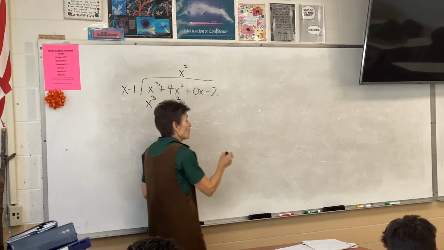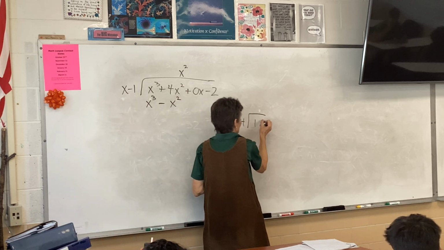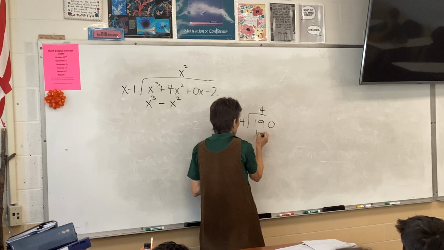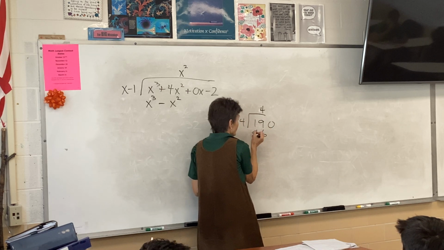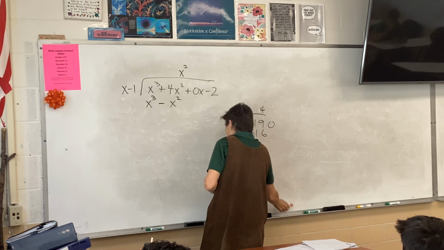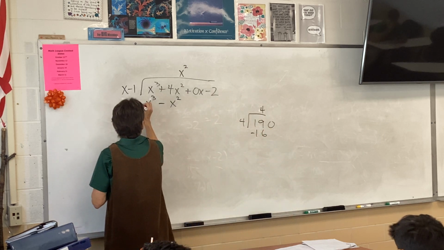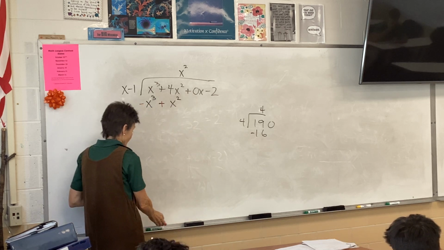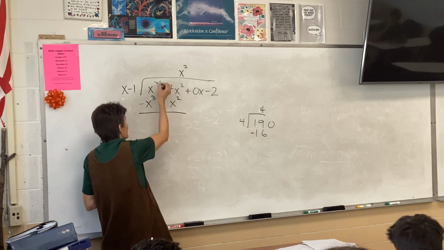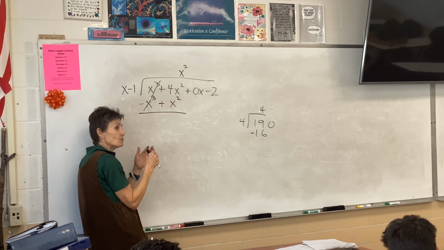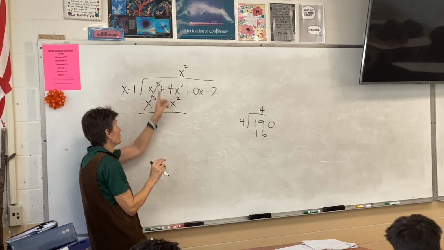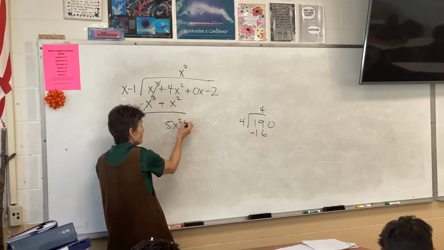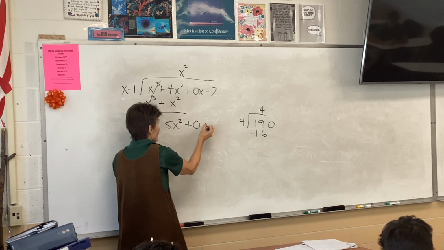Now, remember, with regular long division, you would put a 4 up here, and then what would you do? Subtract. So that's where we're at now. We're going to subtract. And subtracting means changing all the signs. These will cancel always. You planned it that way. That's why you put x squared up there. But now you have 5x squared, and bring down your 0.